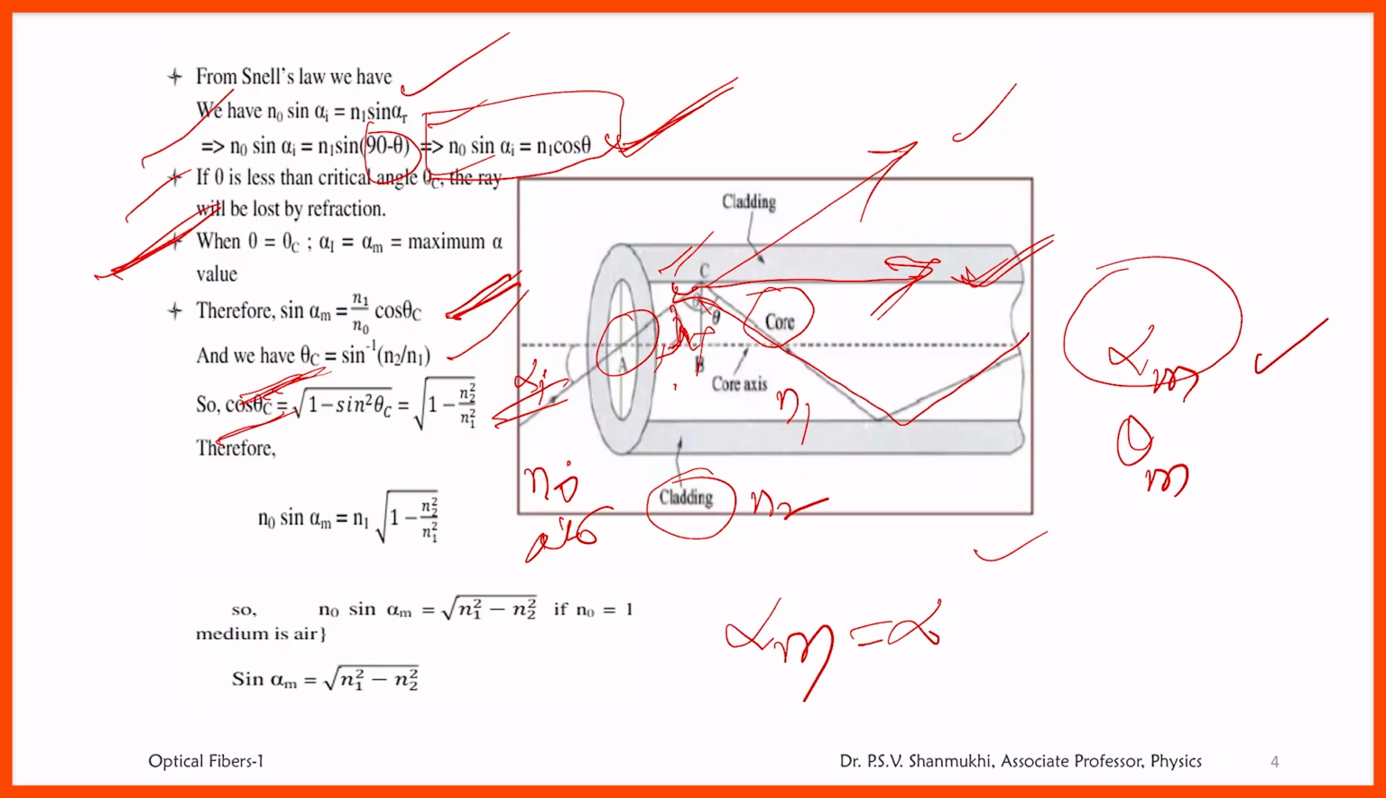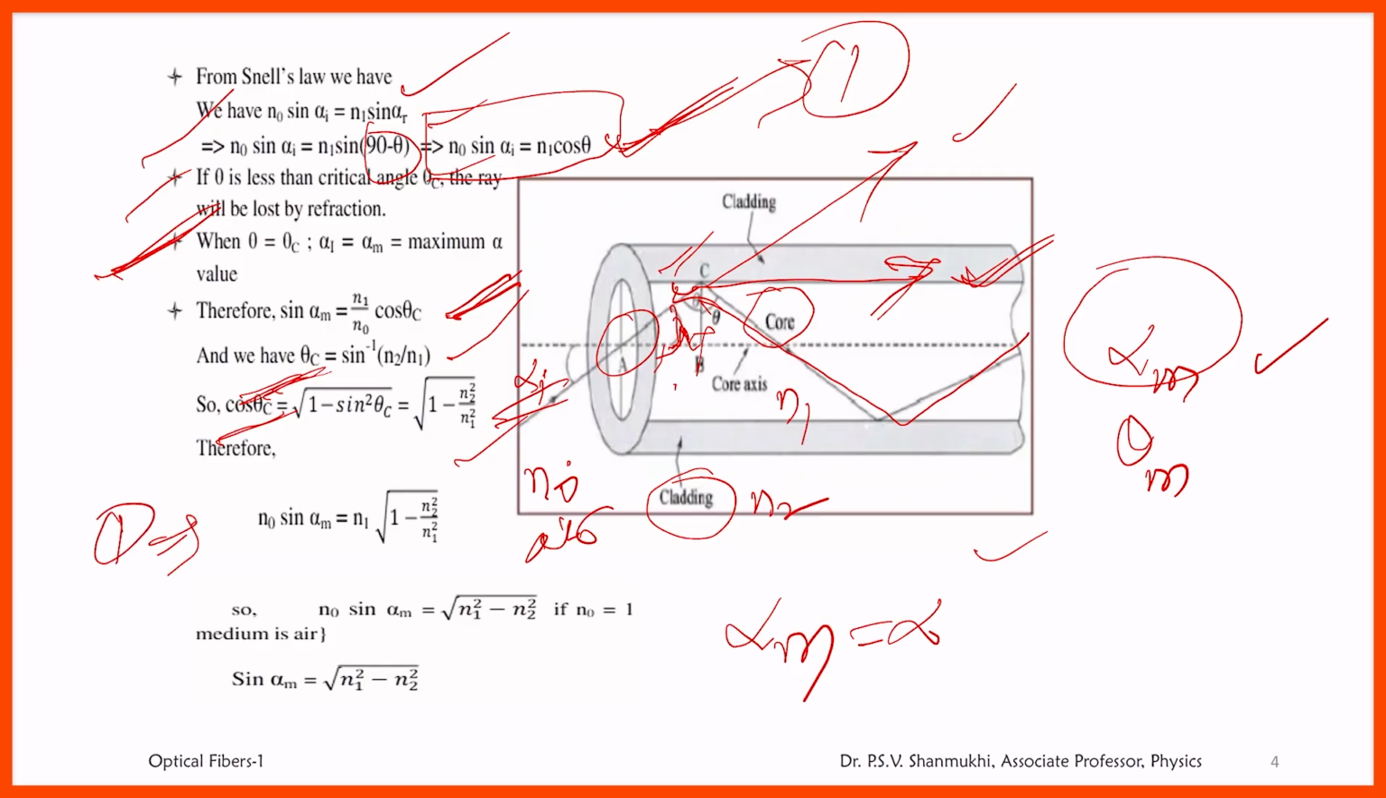Then from that, what is cos theta c? It is under root of 1 minus sin square theta c, or under root of 1 minus N2 square by N1 square. That is cos theta c. Substitute the same thing in this equation. Suppose you take it as equation number 1. So, from equation 1, what do we get?